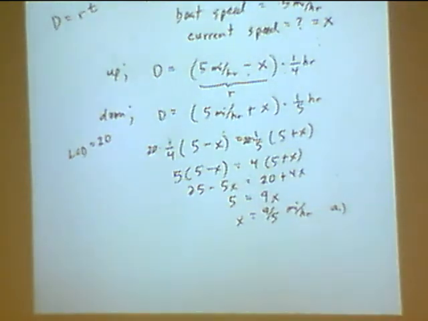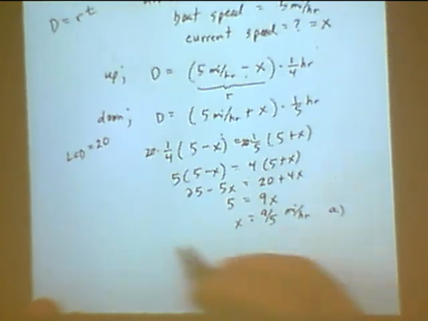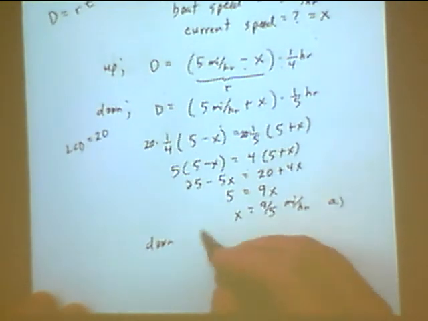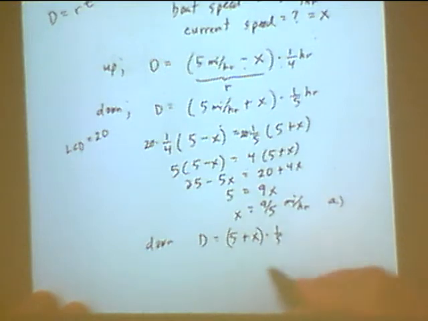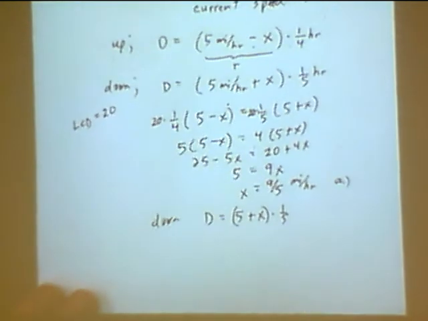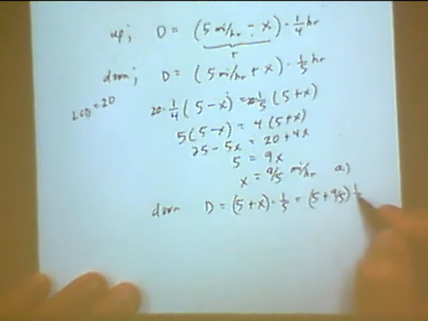Part B says find the total distance traveled. Well, I know the distance traveled up and down is the same, so let me just find the distance going downstream. So the downstream distance is D equals (5 plus x) times 1/5. Well, I know my x, which is the speed of the stream, is 9/5. So I can say (5 plus 9/5) times 1/5.